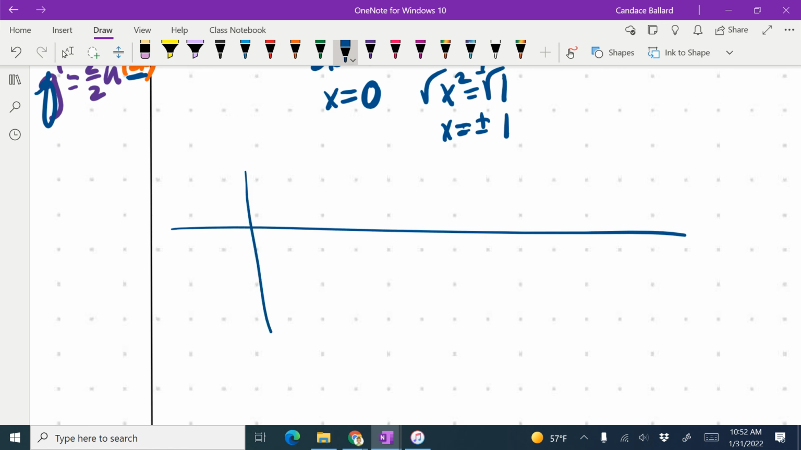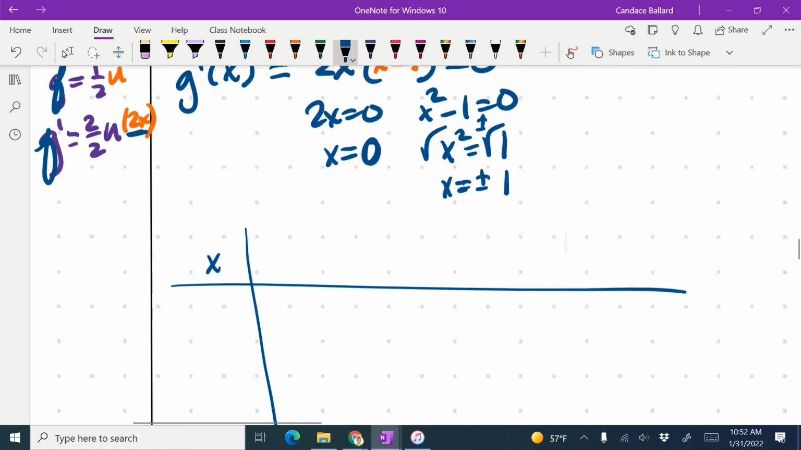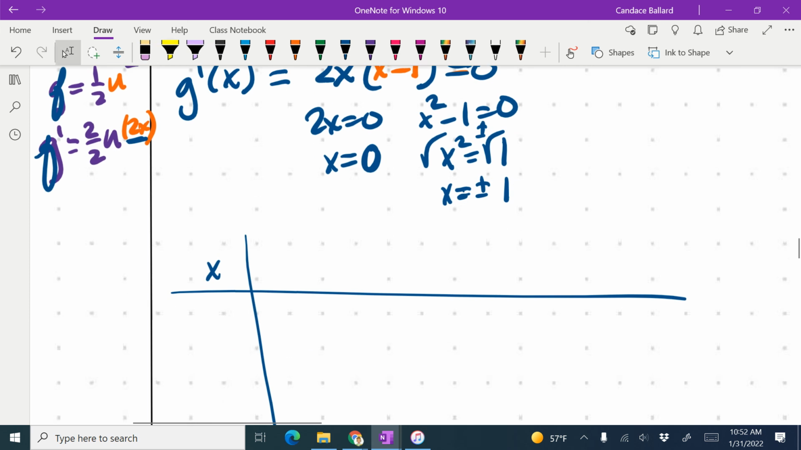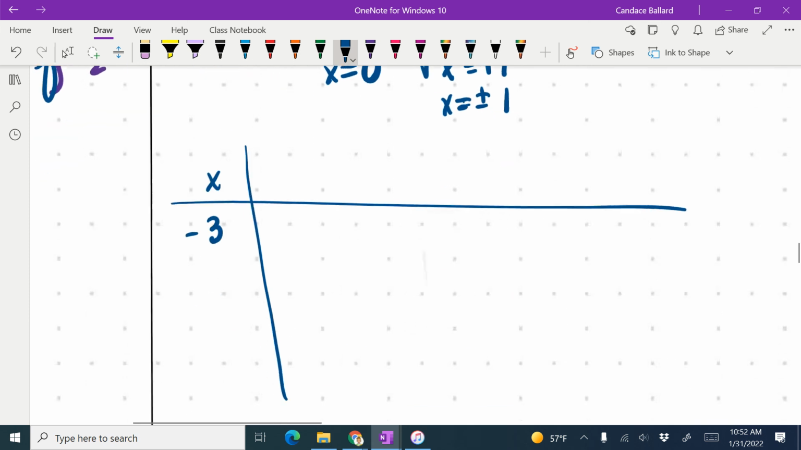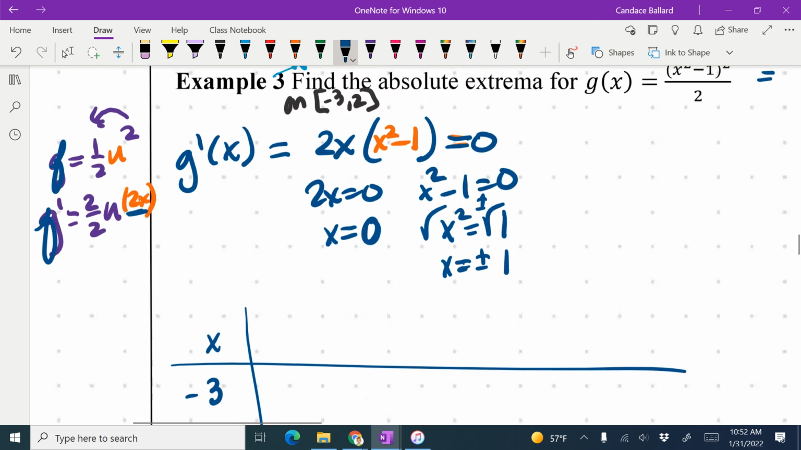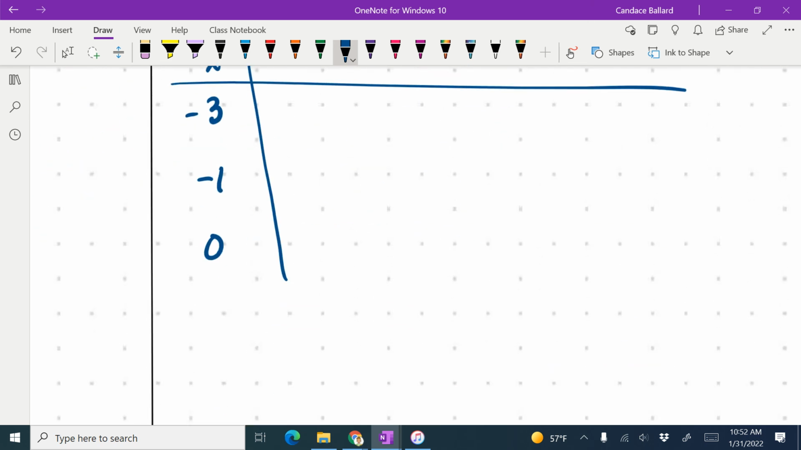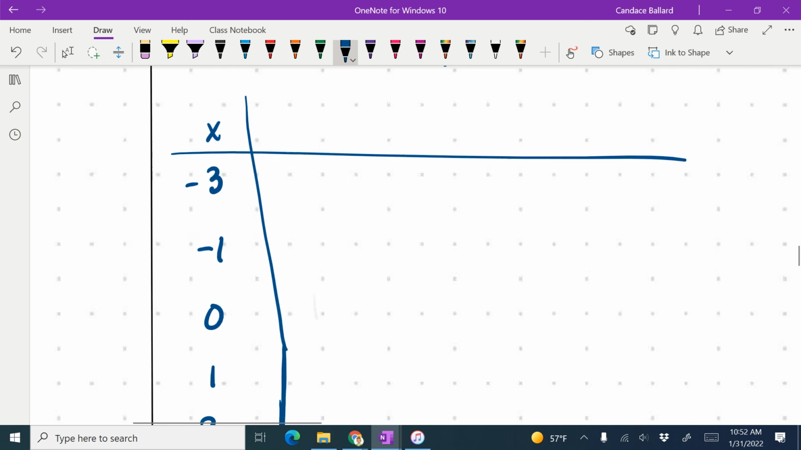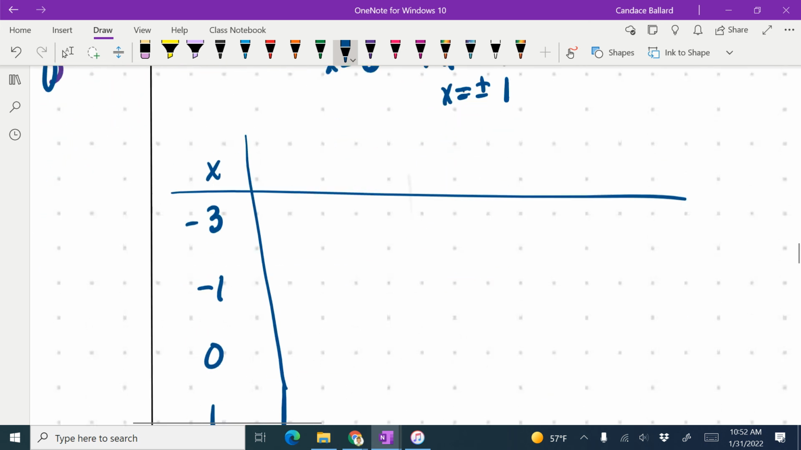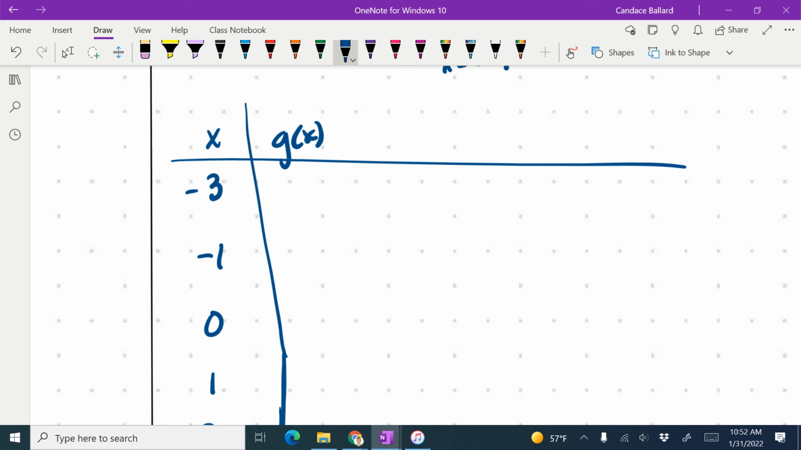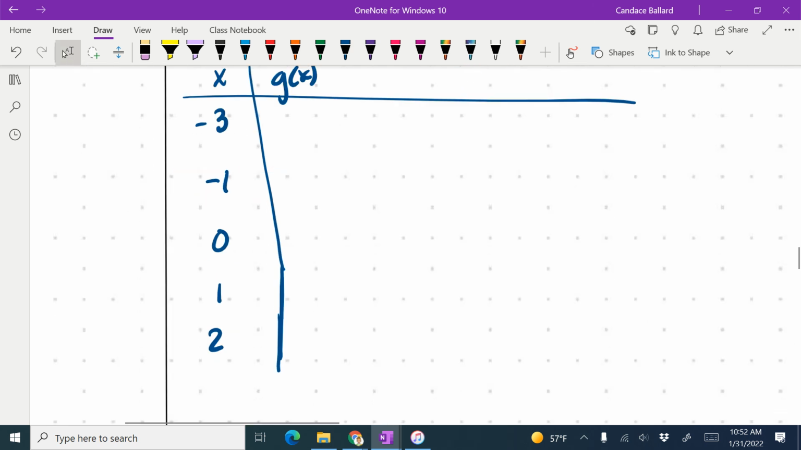Okay, so I have my x, and I'm going to start with, let's see, my smallest looks like -3. I tend to try to go in order. You do not have to go in order at all. It's not wrong to not go in order. 0, 1, and 2. So we test our critical numbers and our endpoints. And then this was g of x this time. I'll zoom back out so you can see the whole thing.